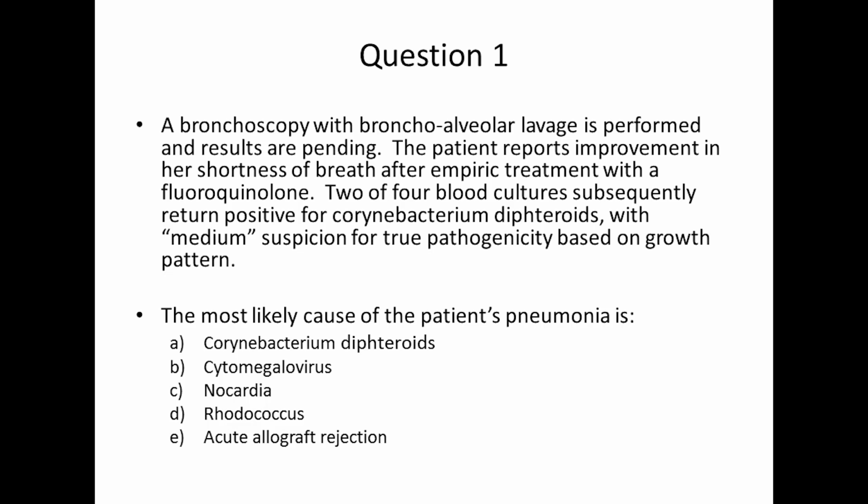A bronchoscopy with BAL is performed. The patient reports improvement in her shortness of breath after empiric treatment with a fluoroquinolone. And 2 of 4 blood cultures subsequently returned positive for Corynebacterium, with medium suspicion for true pathogenicity based on the growth pattern. The most likely cause of the patient's pneumonia is Corynebacterium, CMV, nocardia, rhodococcus, or acute allograft rejection.